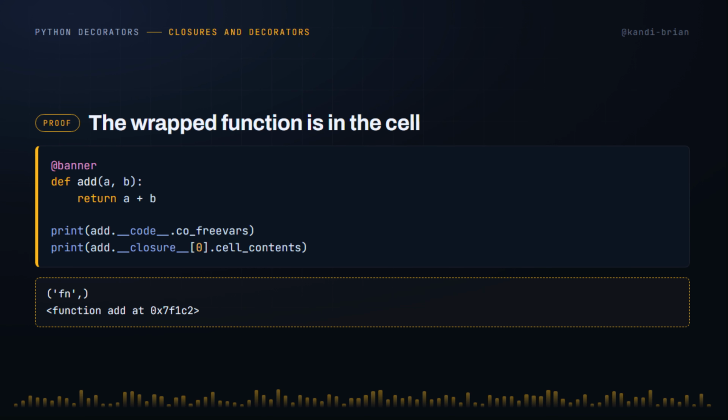After decoration, the name add refers to the wrapper, so asking for its free variables reports fn, and reading the cell hands you the original undecorated function. This is a genuinely useful debugging move when you suspect a decorator is wrapping the wrong thing. There's a cleaner route to the same object once functools.wraps is in play, which is the __wrapped__ attribute, and that's the subject of a later video in this series.